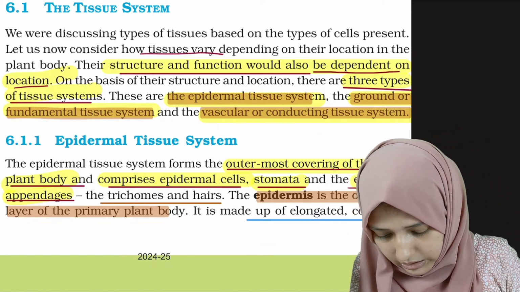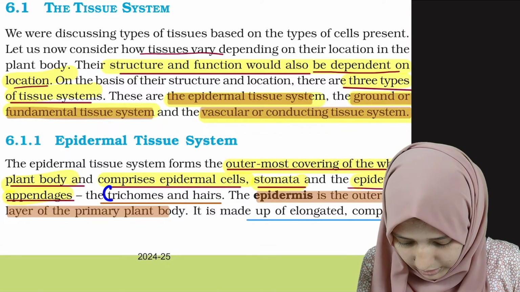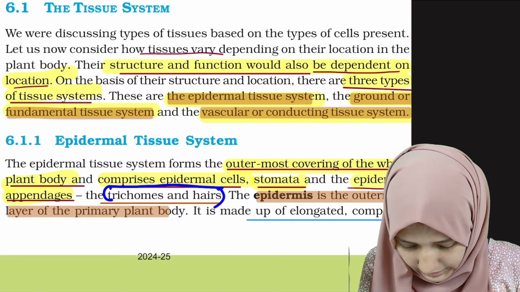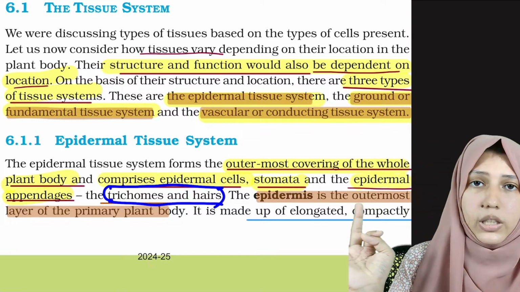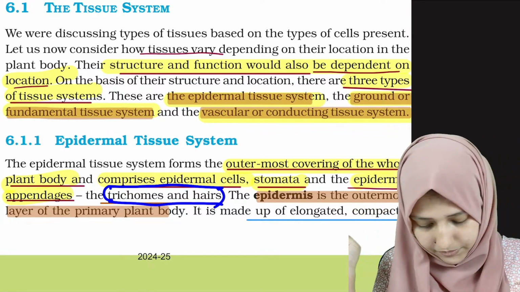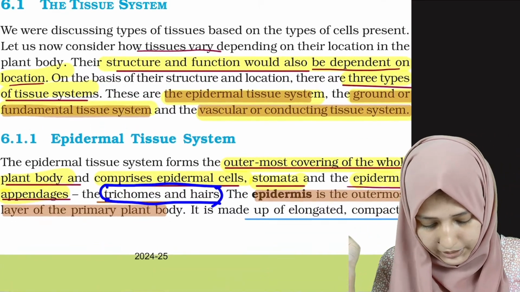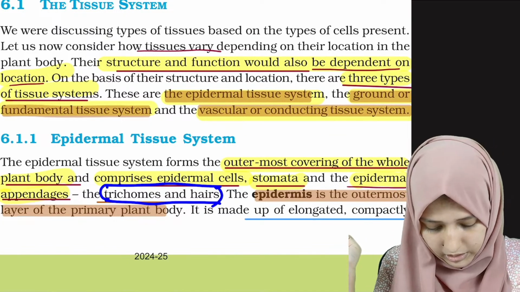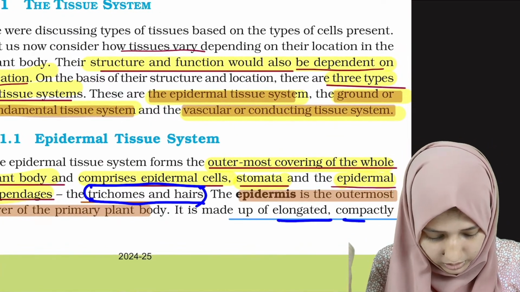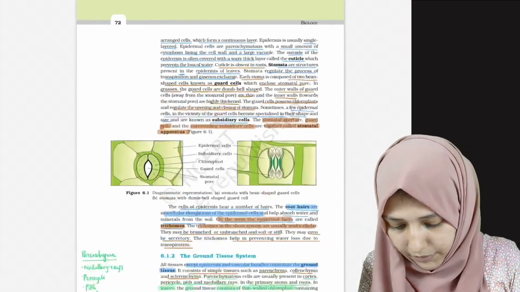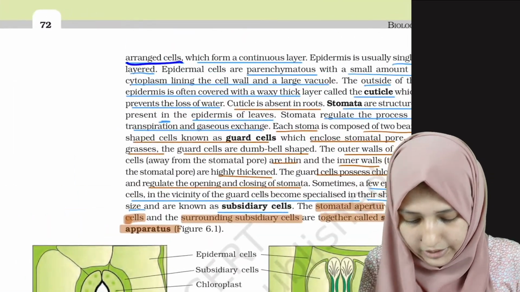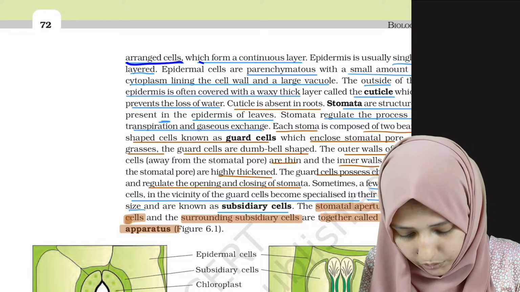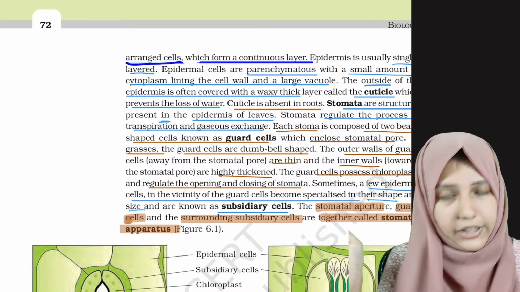So let's see each of them. There are two epidermal appendages. What are they known as? They are known as trichomes and hairs. Now the epidermis is the outermost layer, as we said. It is made up of elongated, compactly arranged cells which form a continuous layer.